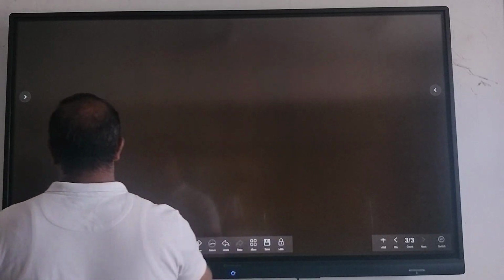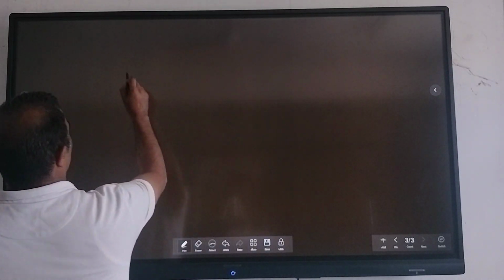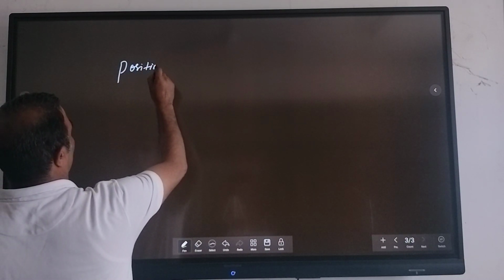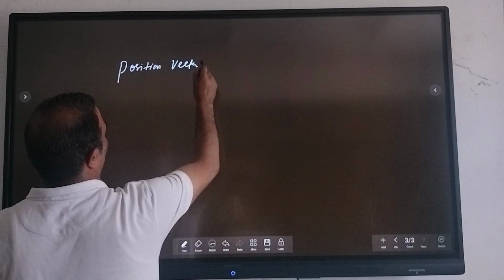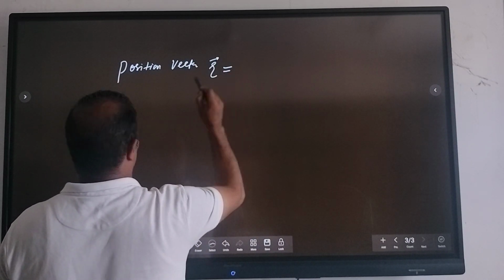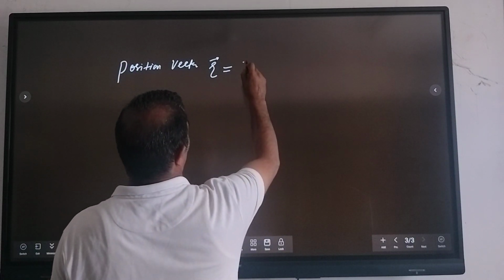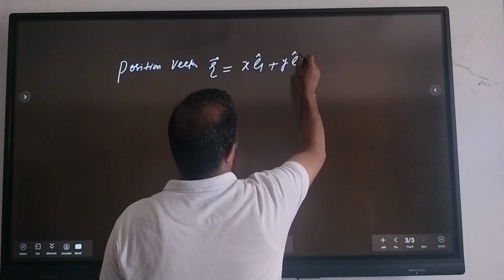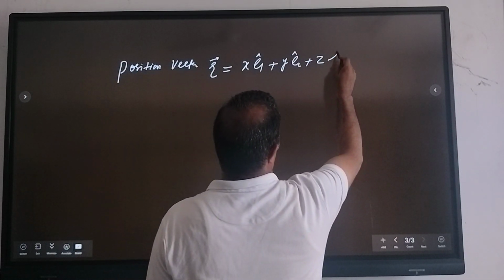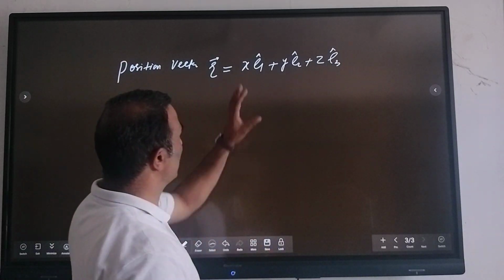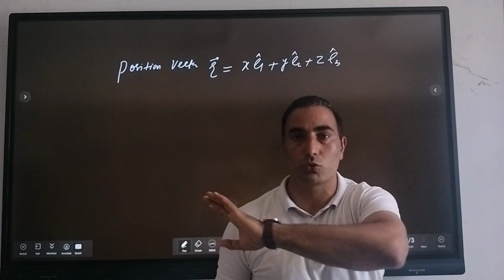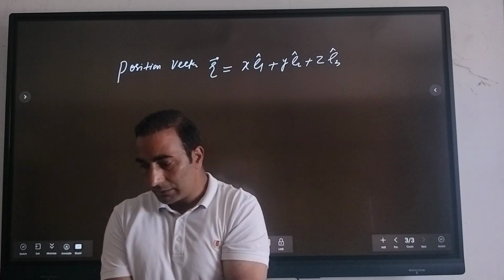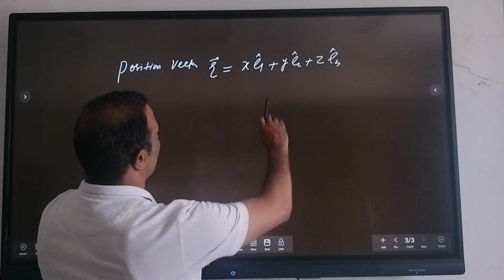So we can write, if we have any position vector, suppose I consider some position vector, R will be equal to, right? So that means any vector can be written as a superposition, a linear combination, of these vectors, right? Or you can write it in some compact form.